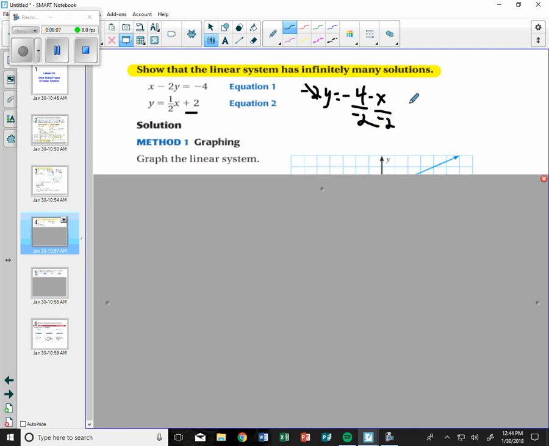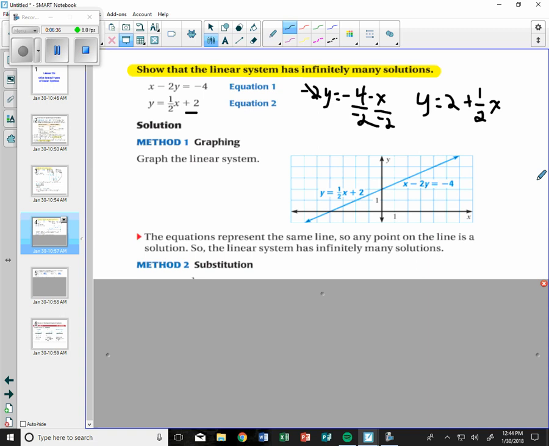So my new equation is going to be y equals 2, because negative 4 divided by negative 2 is a positive 2. And then negative x divided by negative 2 is actually going to be positive 1 over 2x. Okay, right away you should notice they are the same line. So I'm going to graph them. I notice that they're exactly the same line. Okay, and that shows me that there are infinitely many solutions.